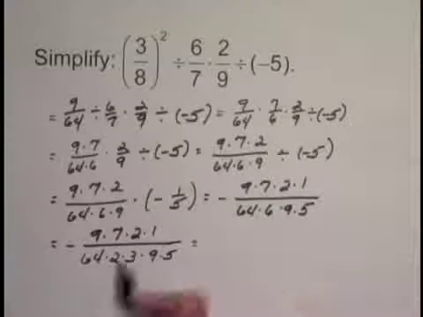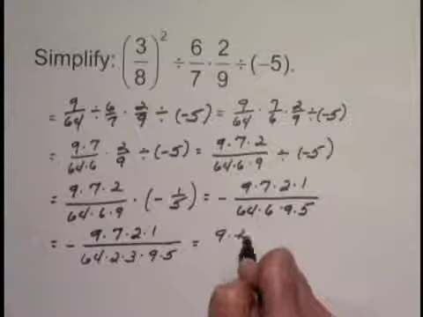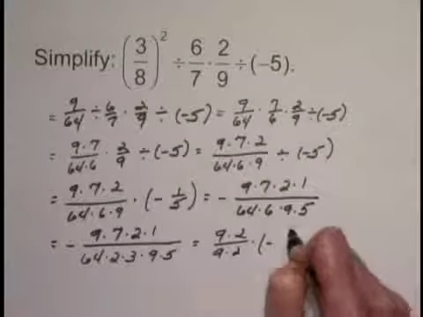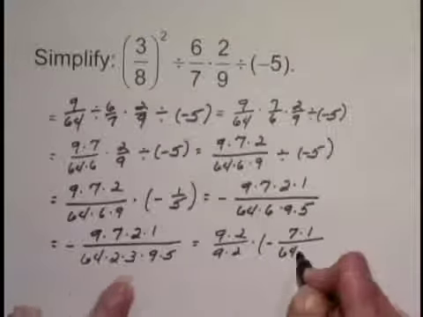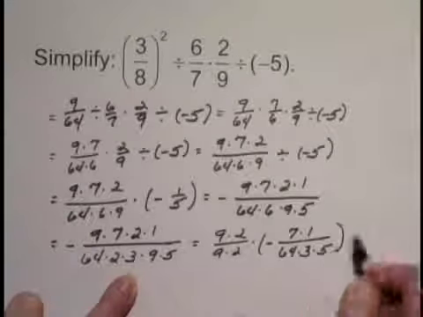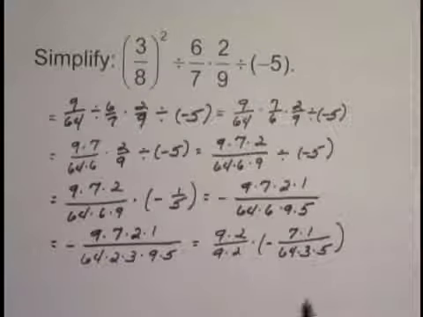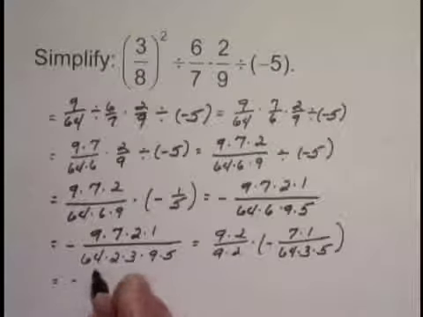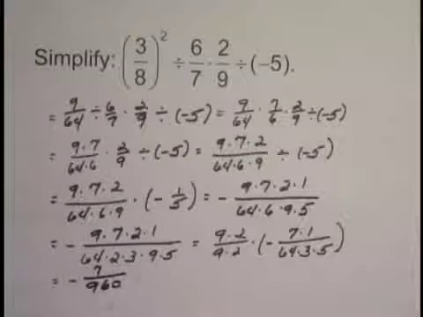And now I can pull out a 9 and a 2 from the numerator and also from the denominator. So I can write this as 9 times 2 over 9 times 2 times the opposite of 7 times 1. And in the denominator, I have left a 64 and a 3 and a 5. And 9 times 2 over 9 times 2 is 1. So what I have left is this expression. And when I multiply out in the numerator and denominator, I get -7/960 for the final result.